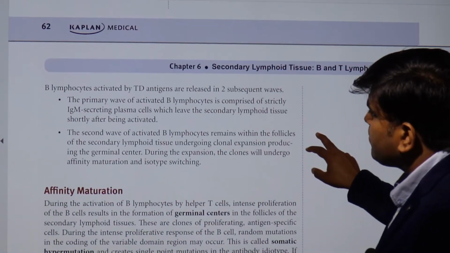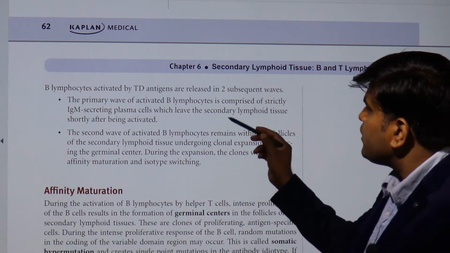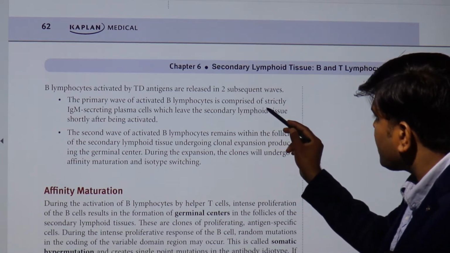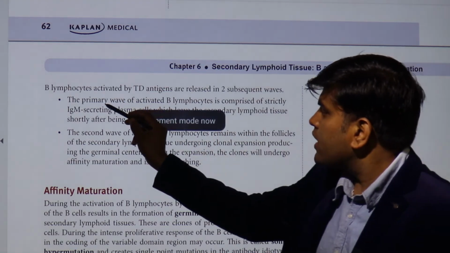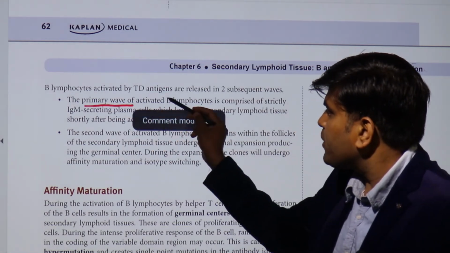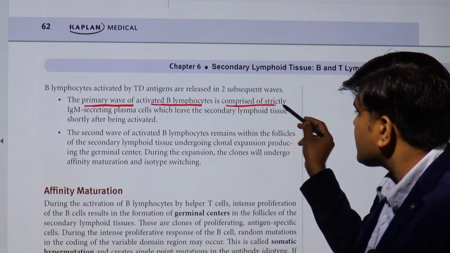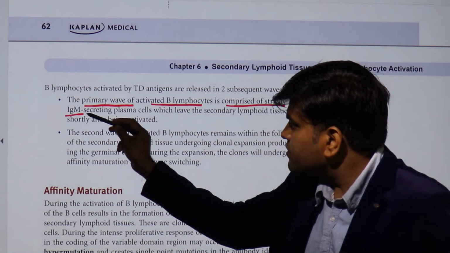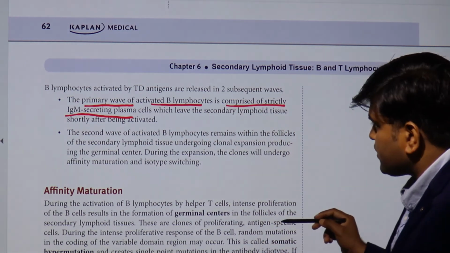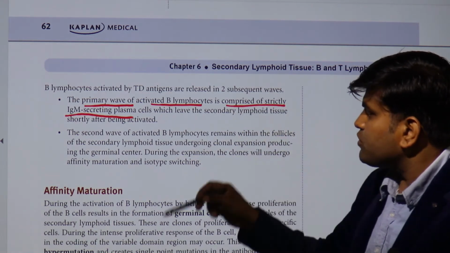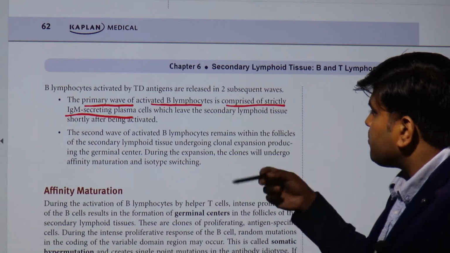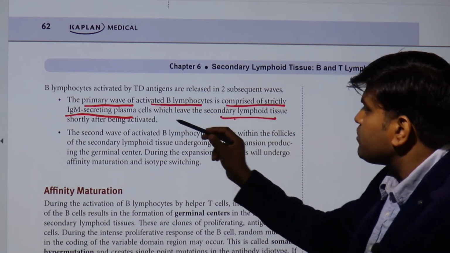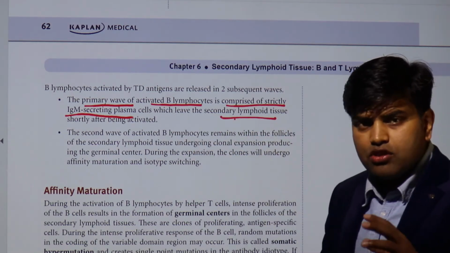The primary wave of activated B lymphocytes is comprised of strictly IgM secreting plasma cells, which leave the secondary lymphoid tissue shortly after being activated. So as soon as they are activated, they leave the secondary lymphoid tissue and secrete this IgM. This is the primary wave.